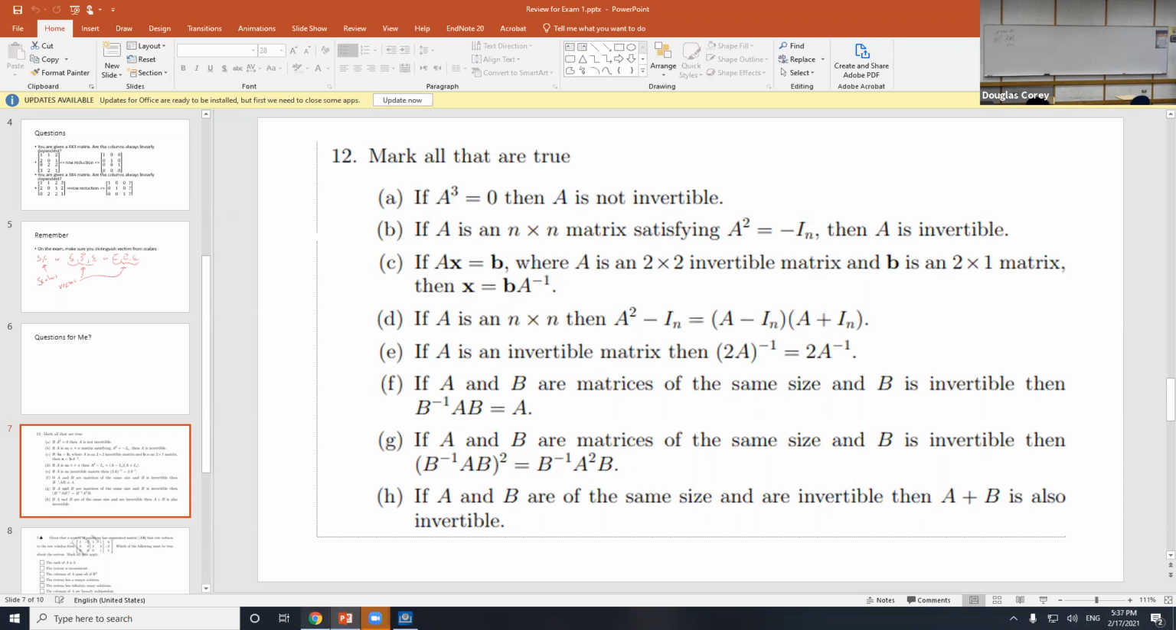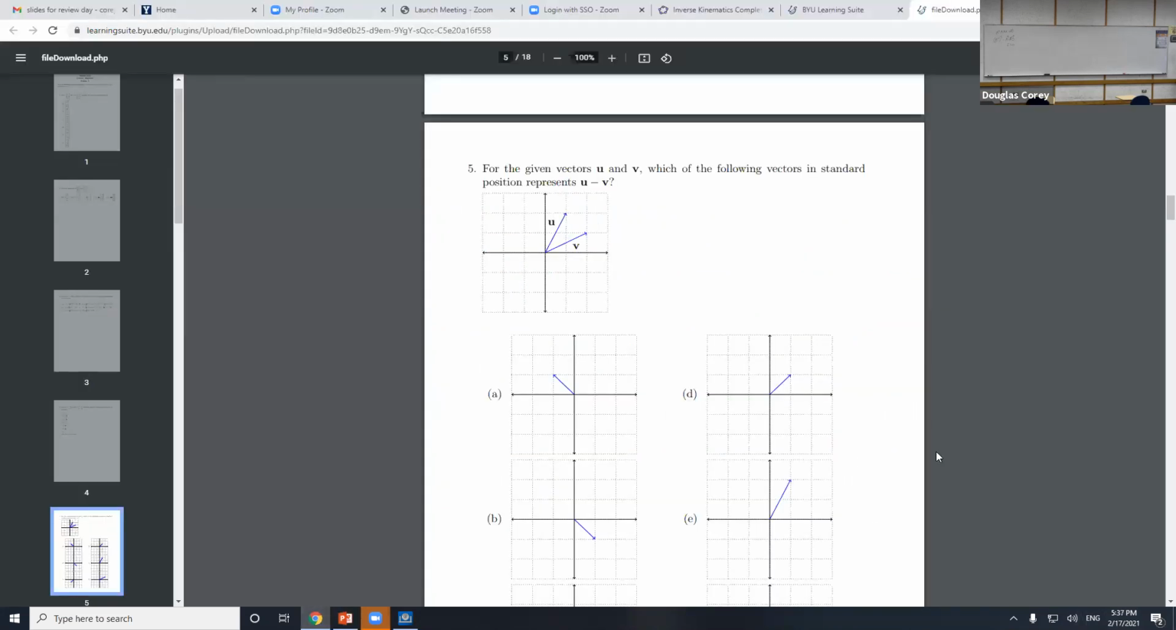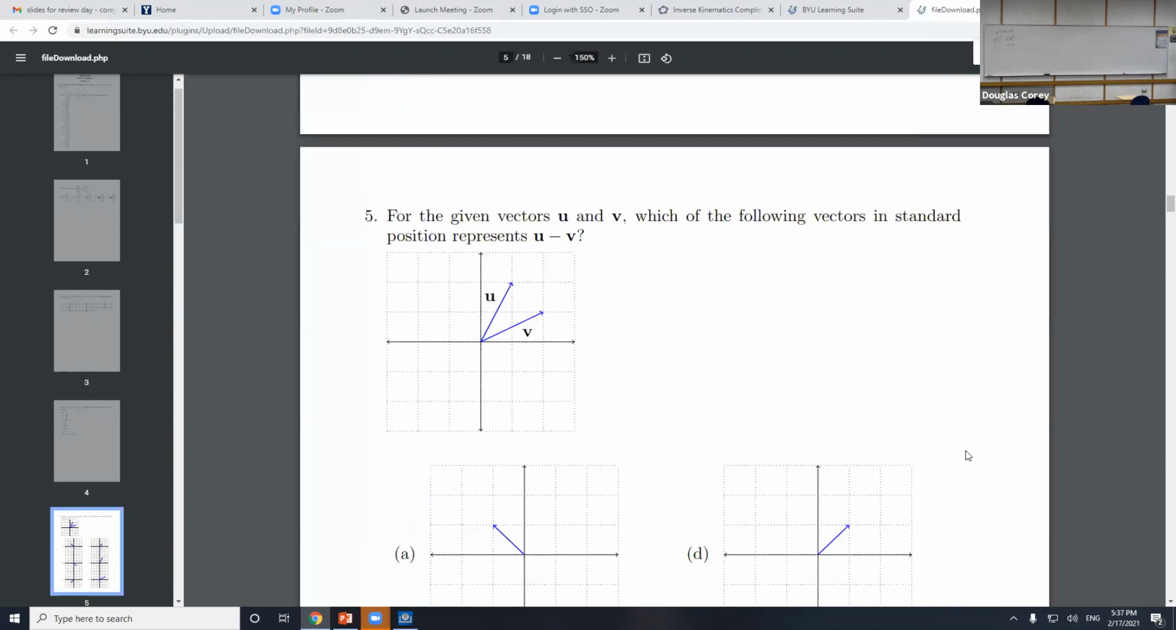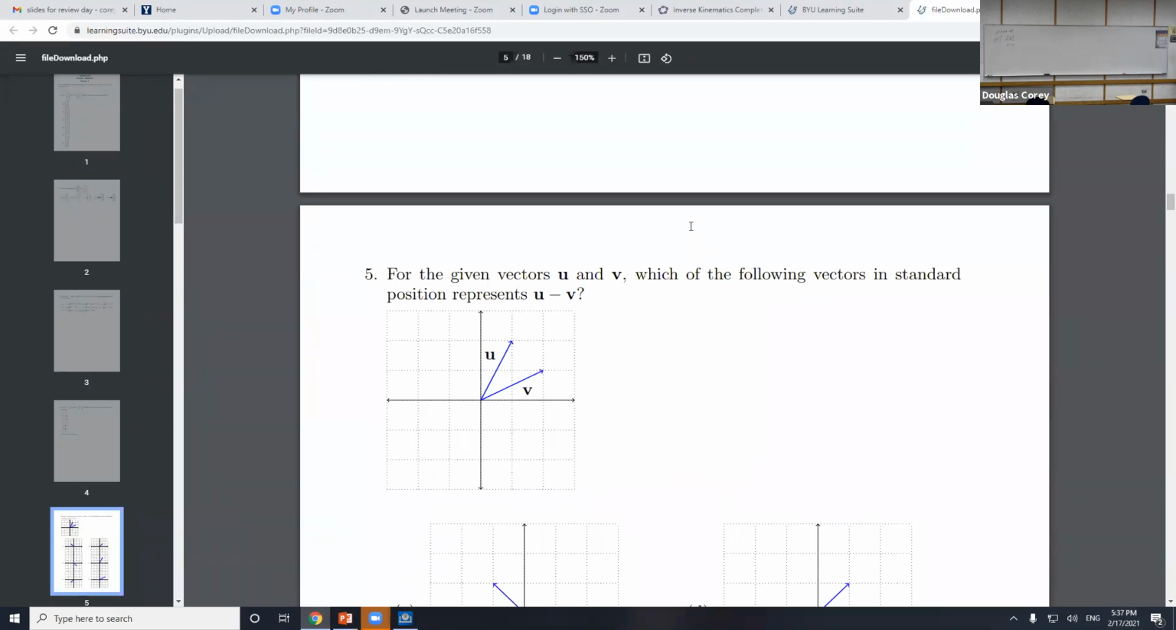Okay, back to this question. For the given vectors u and v, which of the following vectors in standard position represent u minus v? So just think first about, what vector is u minus v? You can talk to your neighbor about what you pick here.